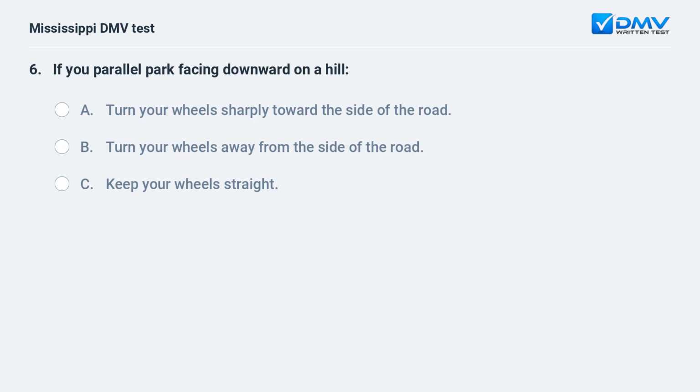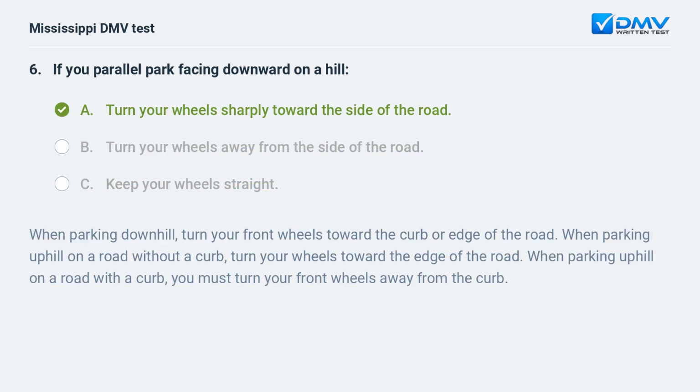If you parallel park facing downward on a hill, A. Turn your wheels sharply toward the side of the road. B. Turn your wheels away from the side of the road. C. Keep your wheels straight. A. Turn your wheels sharply toward the side of the road.